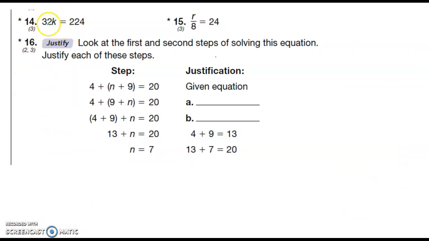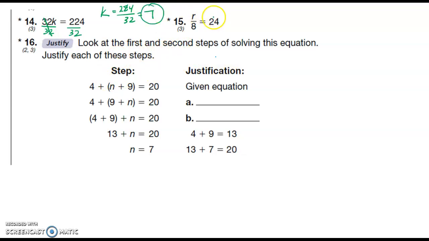Okay, number 14, we've got 32 times k is equal to 224. Whenever you have something times a variable, you're going to divide without question. Multiplication and addition, it's the same thing no matter where the variable's at. So 32 divided by 32 is k. And then I have 224 divided by 32, so I need to do that division. Divide by 32, and I get 7.